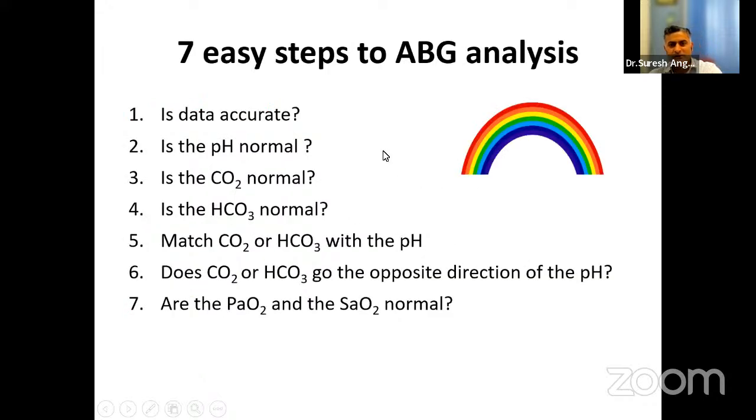So coming to the 7 steps of ABG analysis. These are the 7 steps which we will see in the next 20 minutes or so.